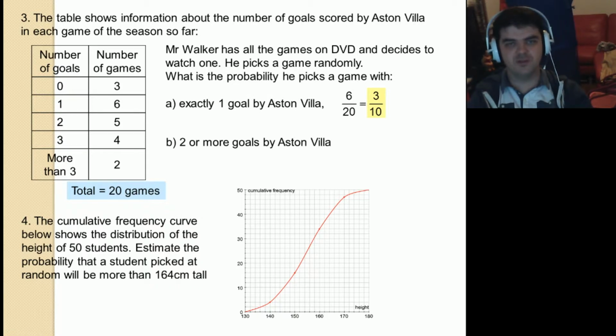2 or more goals by Villa? Well, they could do that by scoring 2, 3 or more than 3. So that'd be 5 plus 4 plus 2, which is 11, and again out of 20.